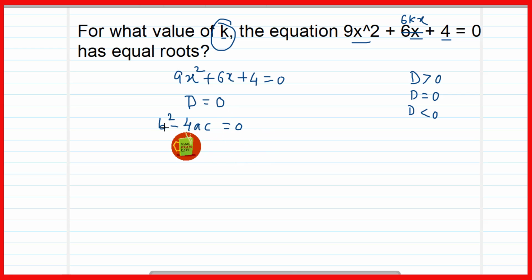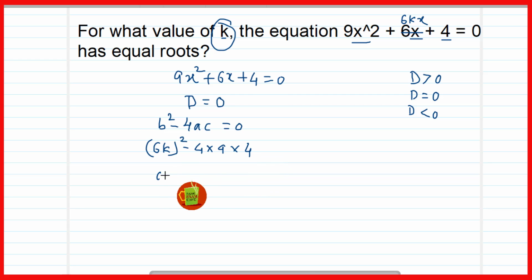So D is what? b square. b is what? Here it is 6k. It is the coefficient of x. ax square plus bx plus c. So b is what? 6k. So it will be 6k bracket square minus 4 into a. a is what? It is 9, multiplied by what is c? ac. c is plus 4, so it will be 4.